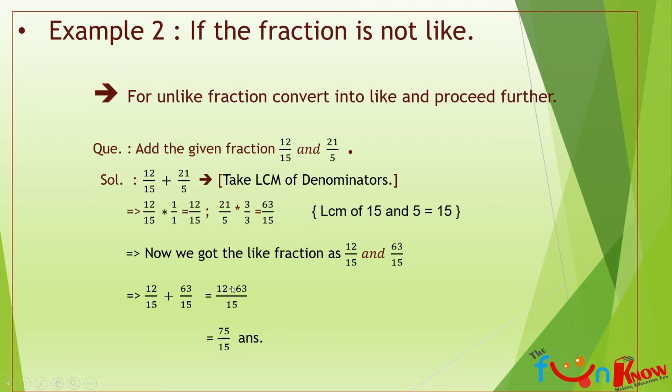Numerator, there are two different values, 12 plus 63. 12 plus 63 will give you answer 75. So 75 by 15 will be our addition answer. If you are going to add two fractions, then this will be the answer.